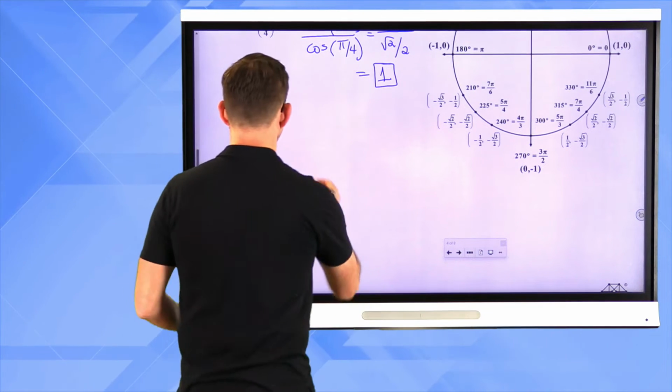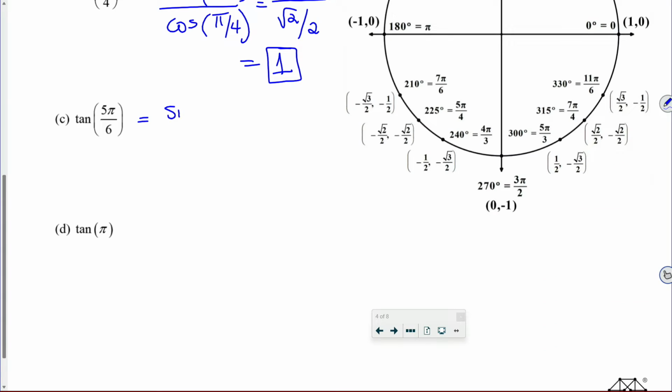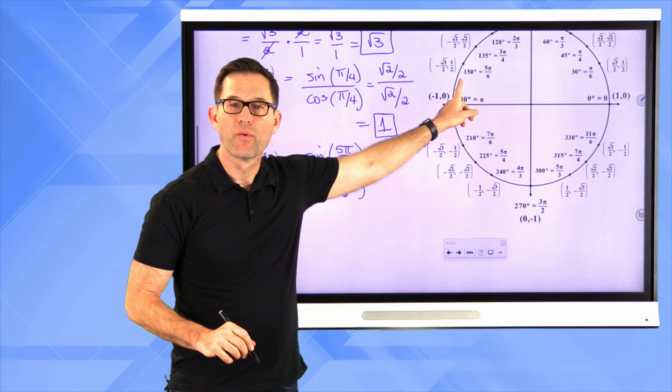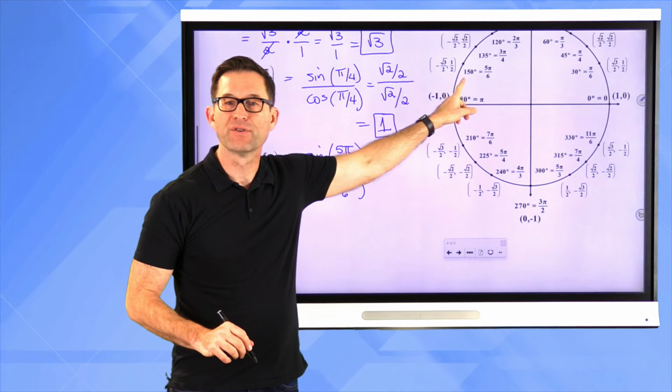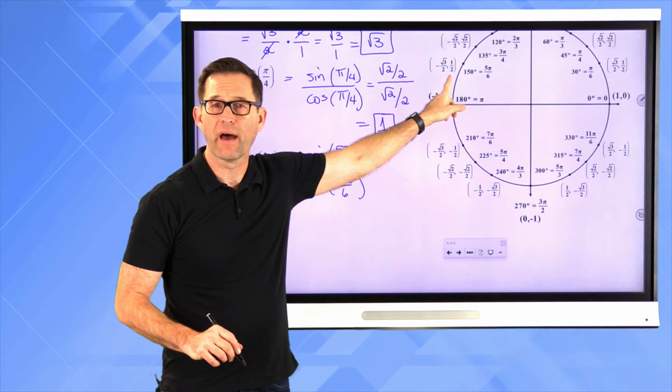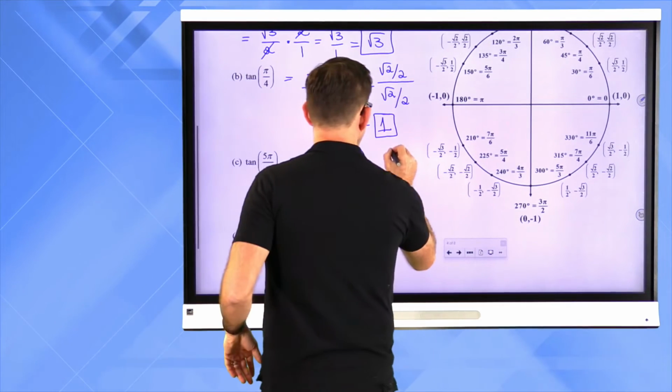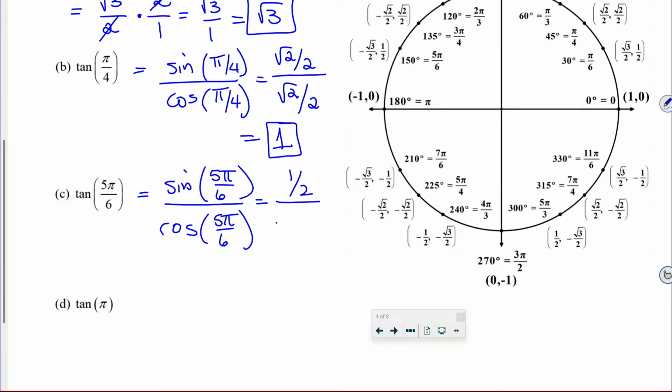Okay, well, tangent of 5 pi over 6, by definition, is the sine of 5 pi over 6 divided by the cosine of 5 pi over 6. If I go up to my unit circle, at 5 pi over 6, the sine is 1/2, and the cosine is negative square root of 3 over 2. So 1/2 divided by negative square root of 3 over 2.